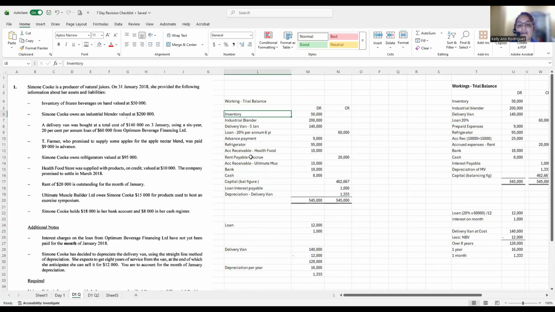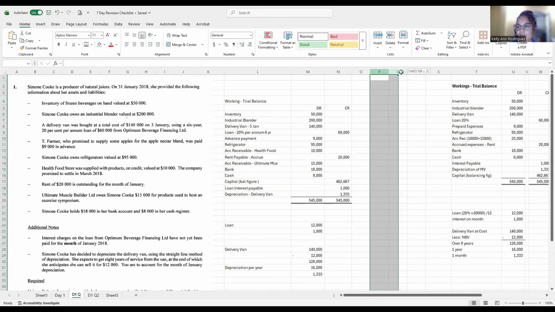List down your current assets, which are inventories, your advance payment, your accounts receivable for both people, 10,000 and 15,000, which is 25,000, and bank and cash. So current assets minus your current liabilities will give you a working capital. And then you minus your loans, which is a non-current liability, to give you your financial statement.